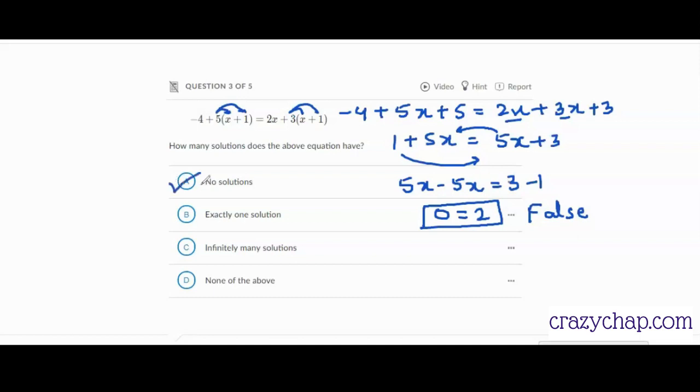It means no value of x is possible, because none of the values of x will satisfy this equation. 0 will never be equal to 2, right? So that is why we will never get a value of x which can satisfy the equation. Great. So option A is the correct answer.